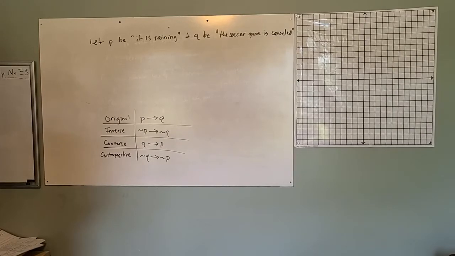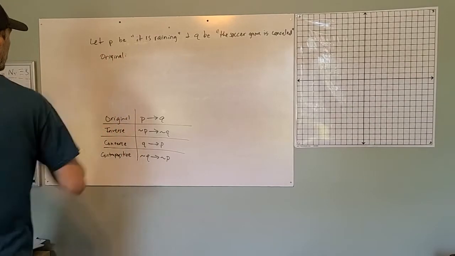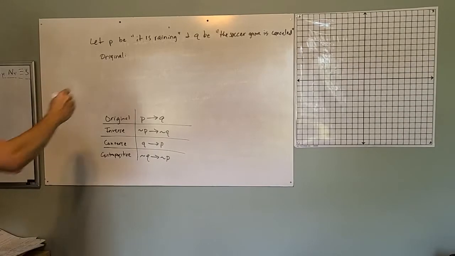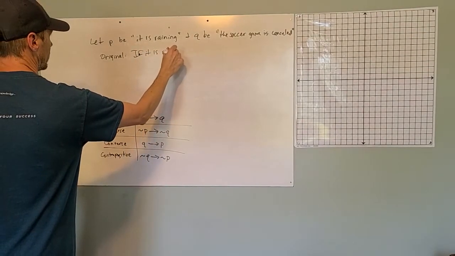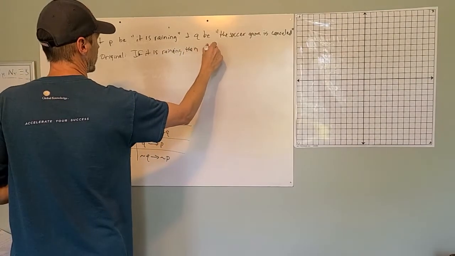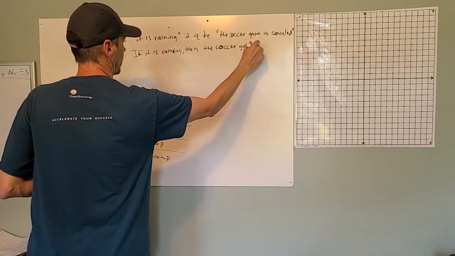So here's what P and Q are. Let's write each of these statements based on these. So what would the original be? If it is raining, then the soccer game is canceled. That's right. If it is raining, then the soccer game is canceled.